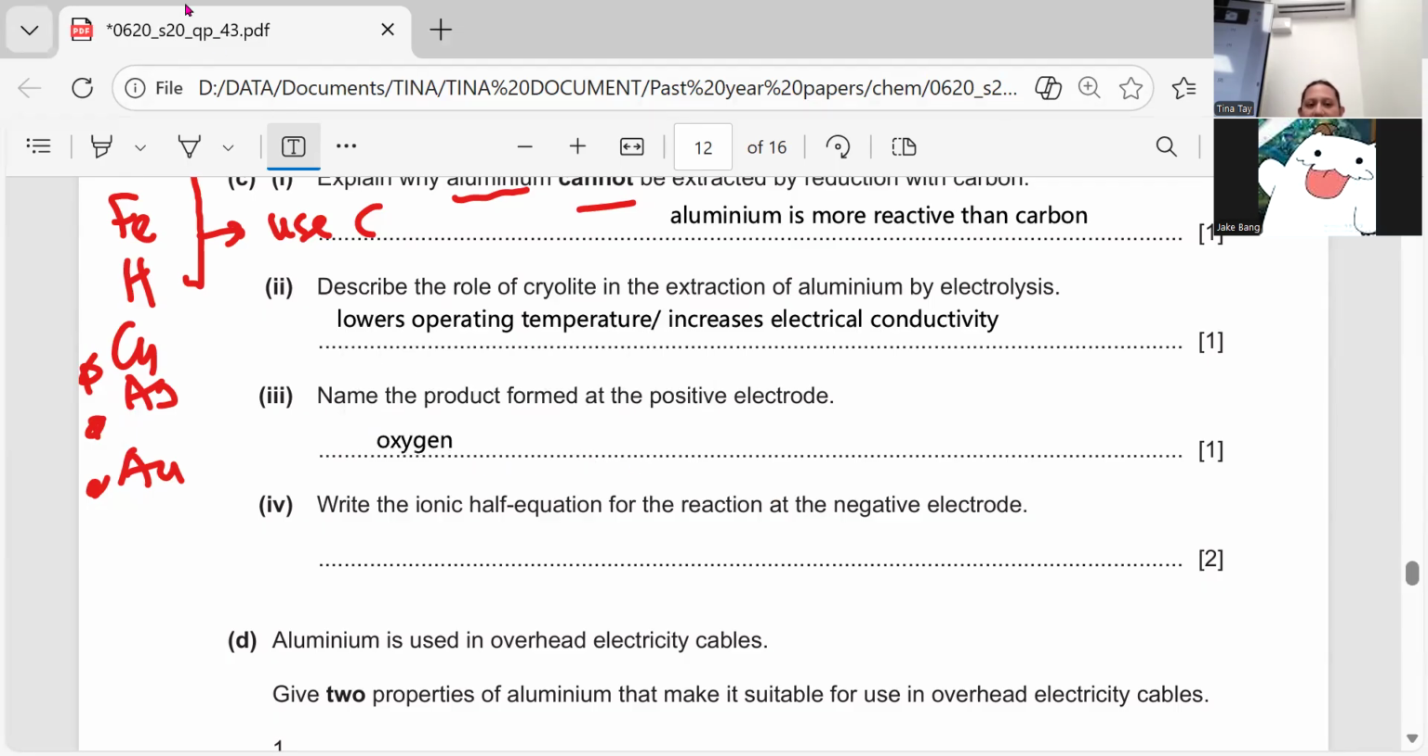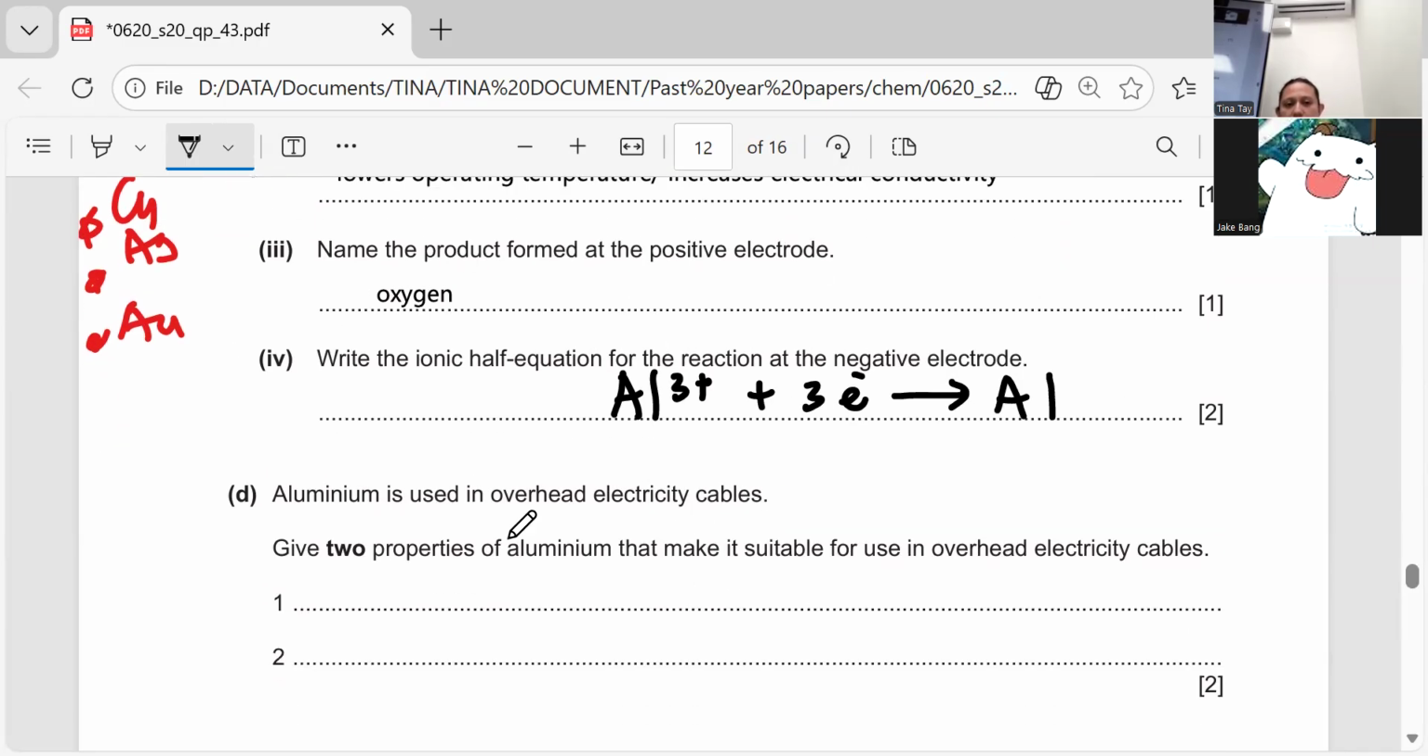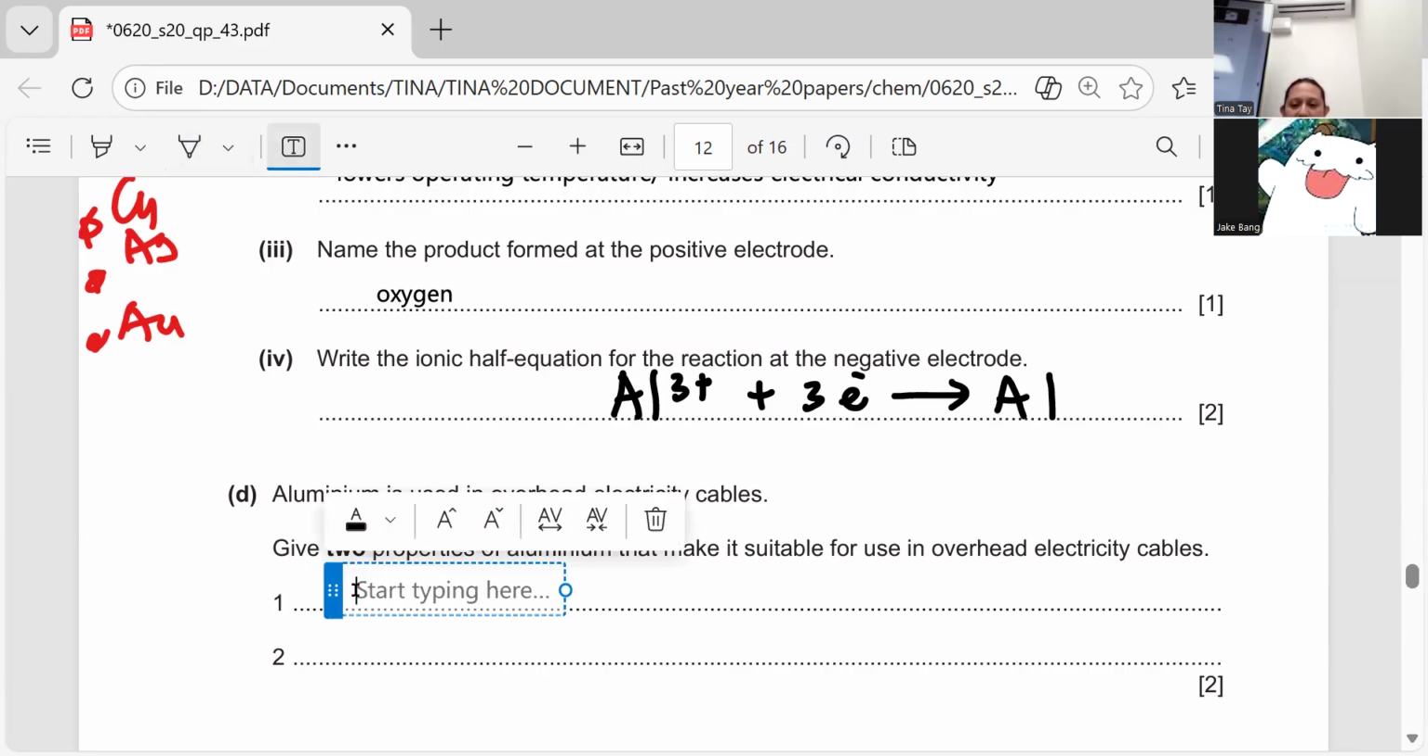Half equation for negative. Two properties of aluminium that make it suitable for overhead cables: good conductor of electricity. The other one is low density.